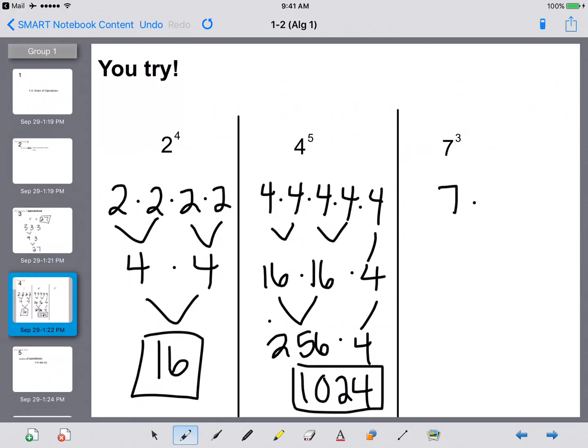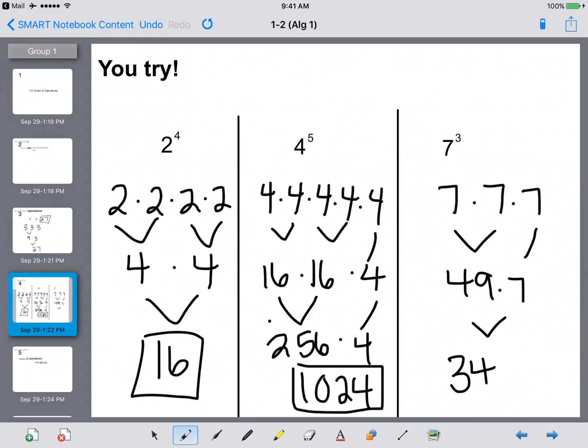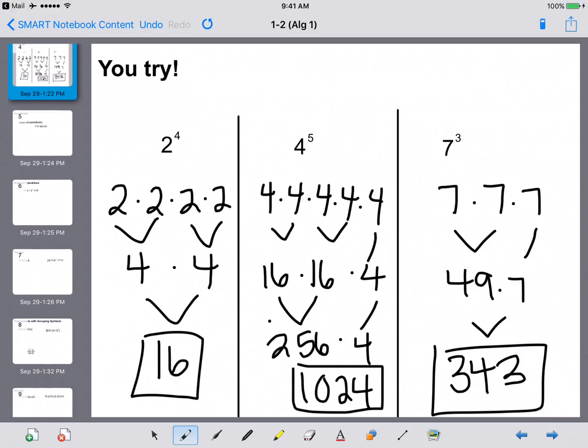And then 7 to the third is 7 times 7 times 7. You're multiplying 7 3 times. 7 times 7 is 49. Bringing down our times 7. 49 times 7 is 343. So 7 to the third is 343.